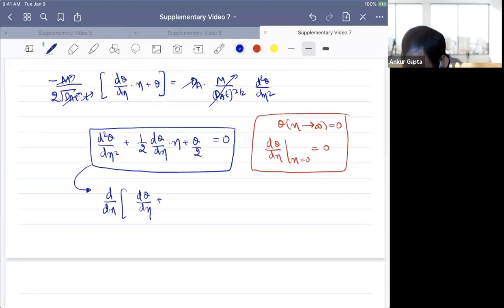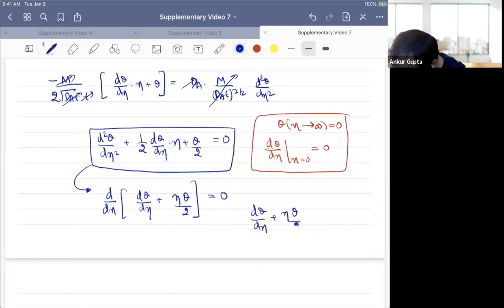So I can just give it to you how you can see this. Because you have eta d theta by d eta plus theta, you can see that it's like the product rule of eta theta by 2. Just think about it. Eta times d theta by d eta plus theta is the product rule of this, and this is simply the derivative of this. So d by d eta of eta theta by 2 is equal to 0, or d theta by d eta plus eta theta by 2 is equal to a constant. So that's the first integration.